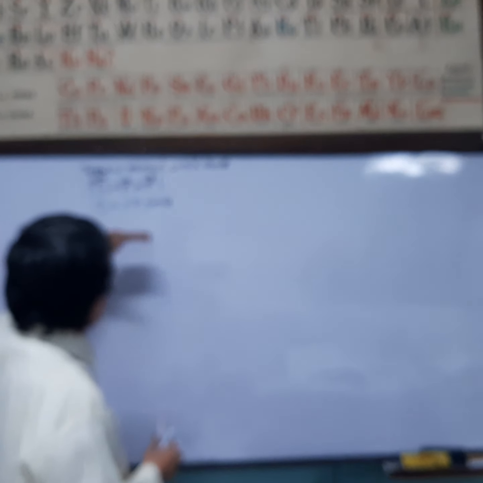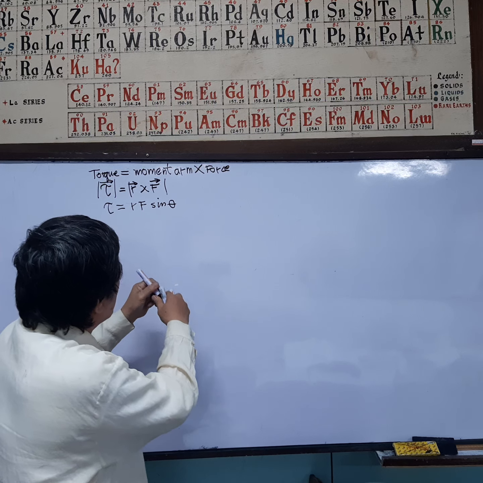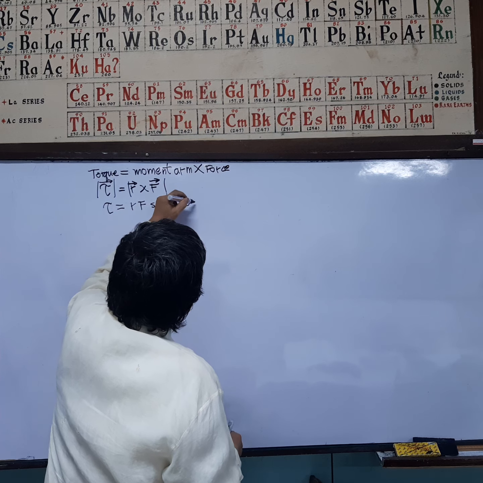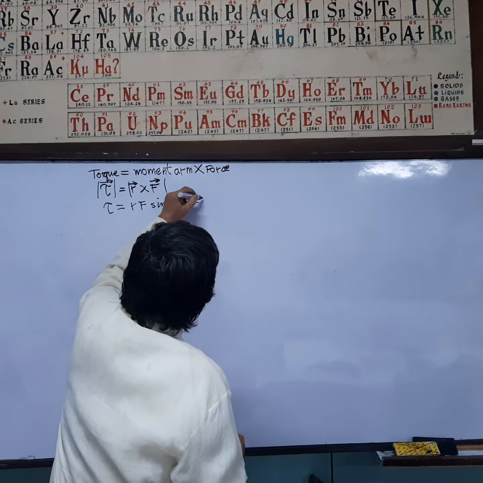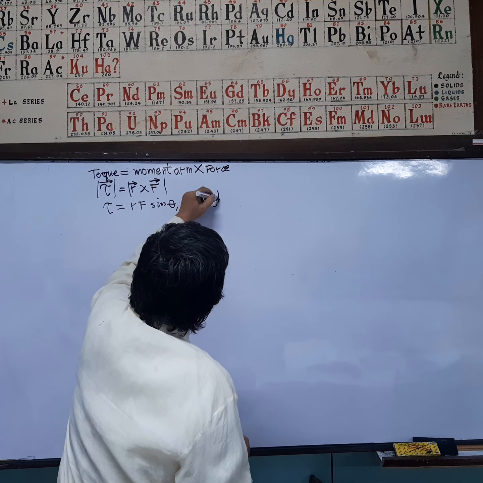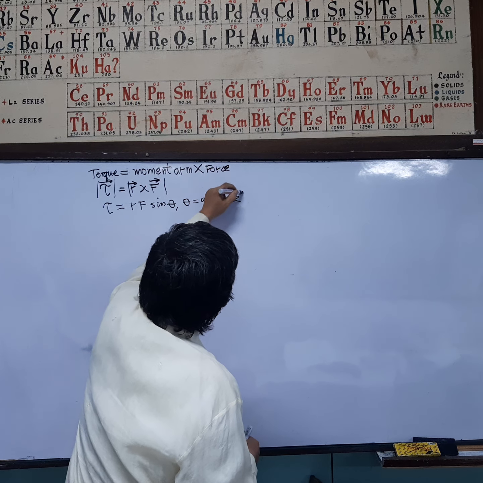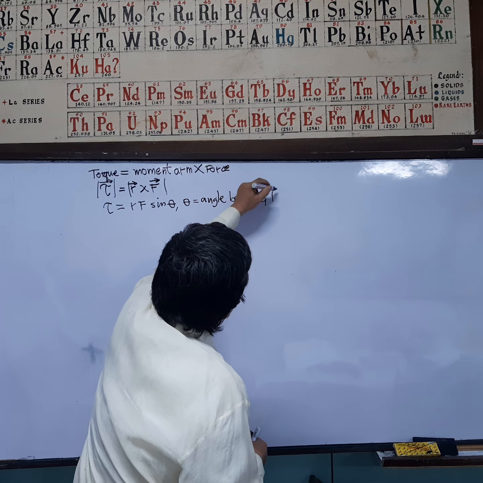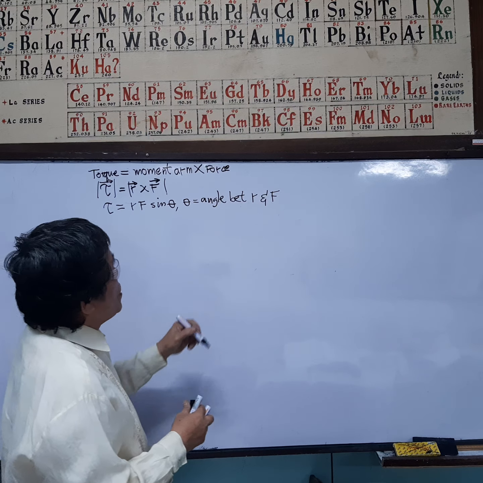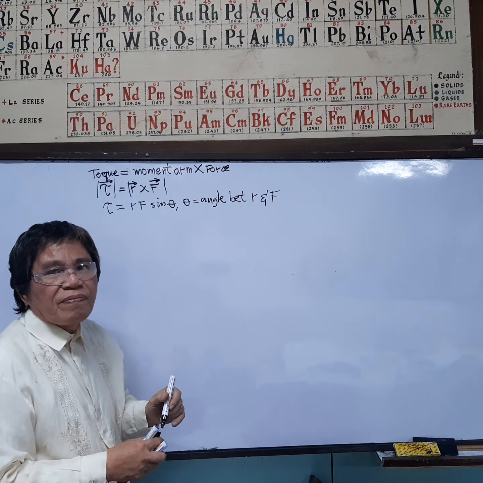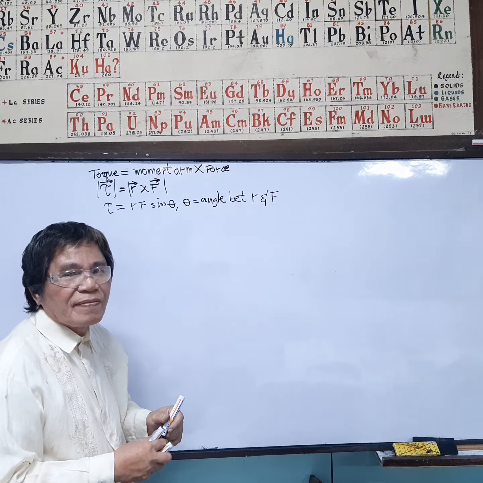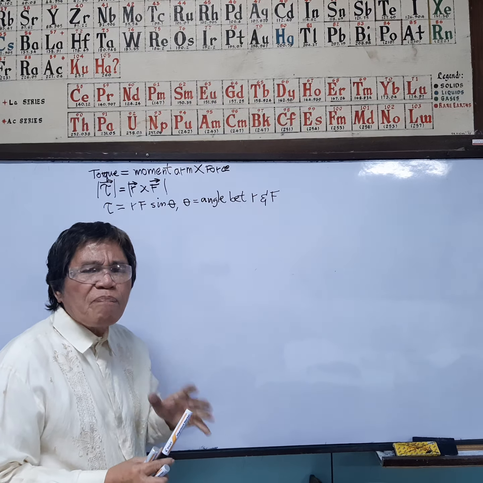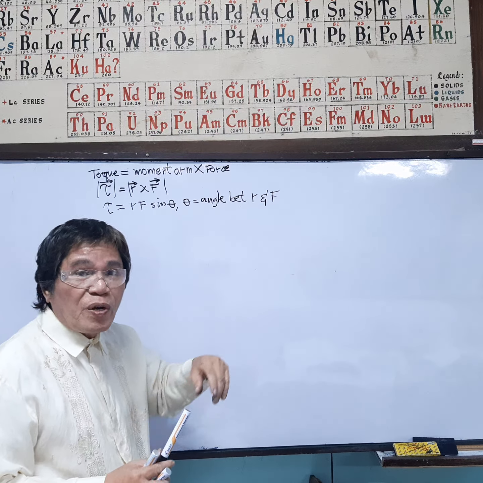Now, so this is the formula, where theta equals the angle between R and F. For instance, let us have a top view. Top view of the door, looking at the top.